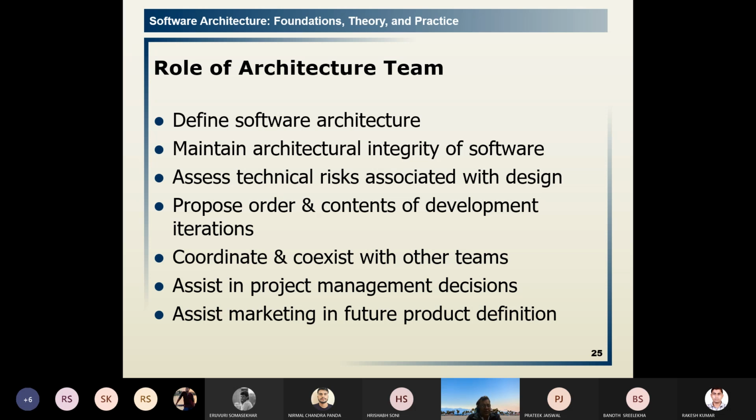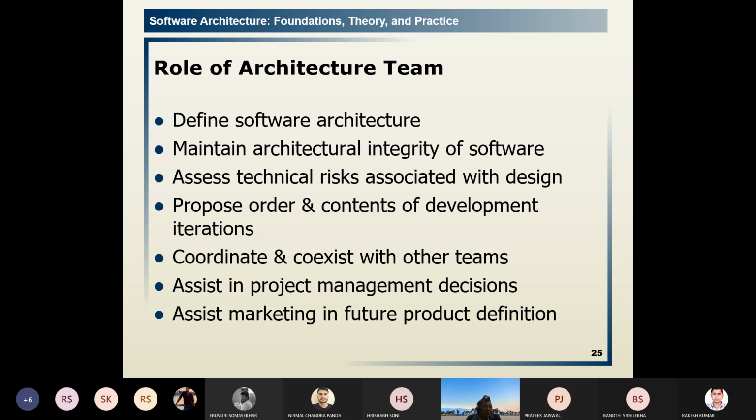They assess technical risk associated with the design. What are the risks associated? They assess, evaluate. What are the risks? If I do this, then what type of problem am I going to face? They propose the order and contents of development iterations, in which way they should do the iteration. This is first or that is first. What is to be done? The contents. Coordinate and coexist with other teams.